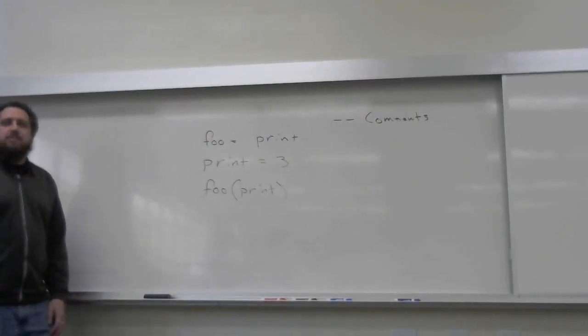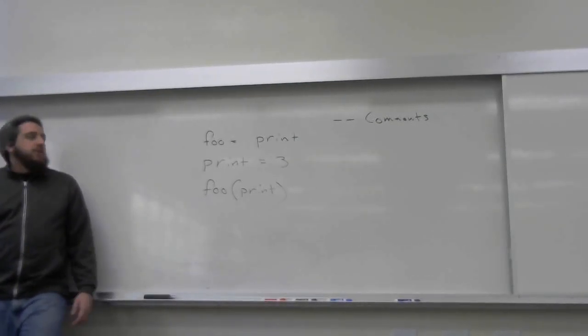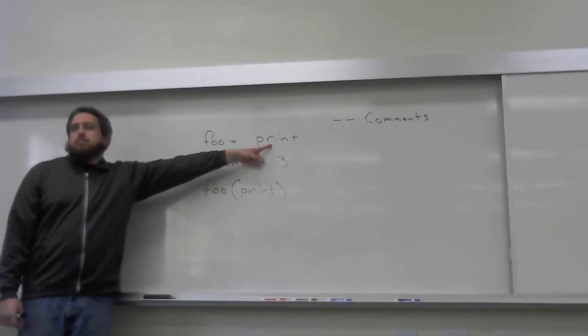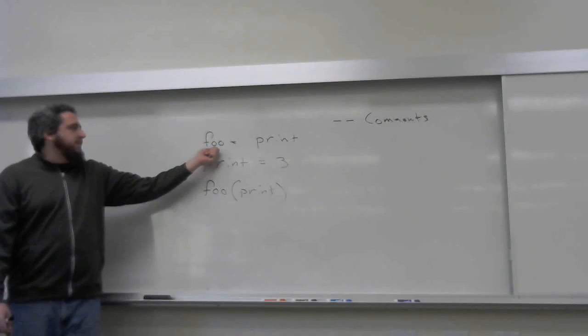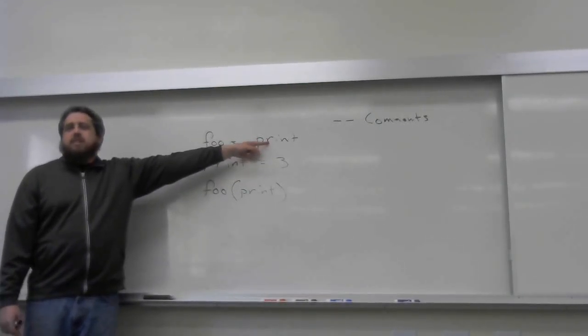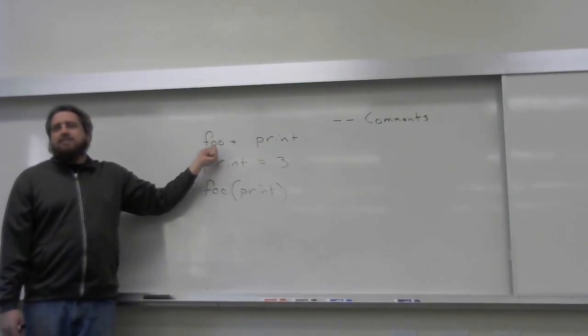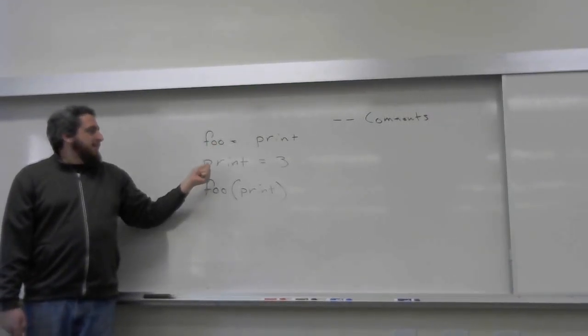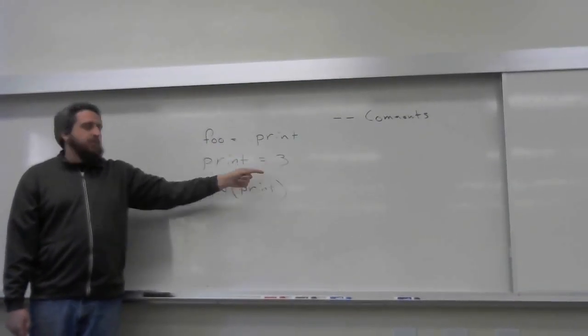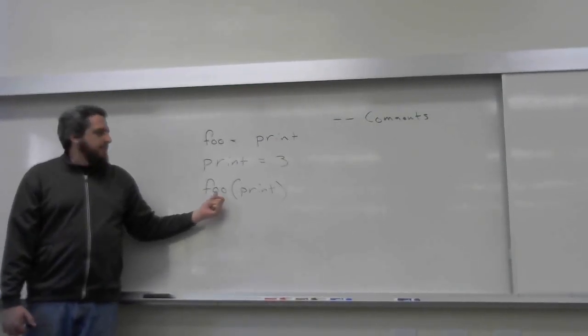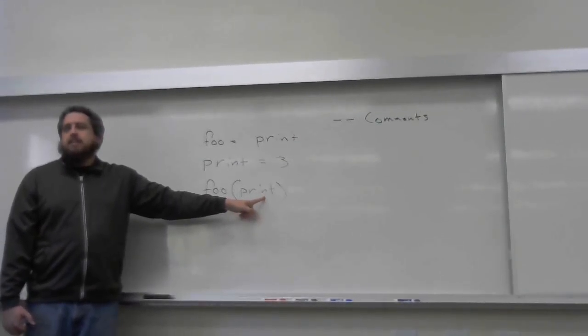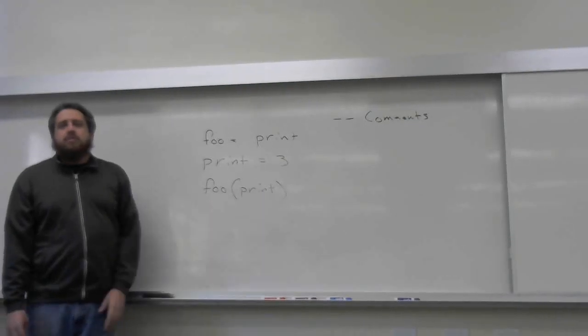It would print the value 3. Because print is a function. The value of print is a function. So the value of foo becomes the function print. So the variable foo is the function that was formerly known as print. Right? Now print becomes the value of 3, so we use the function formerly known as print on the value 3. And that prints the value 3 to the screen.